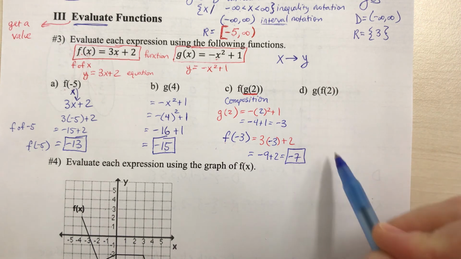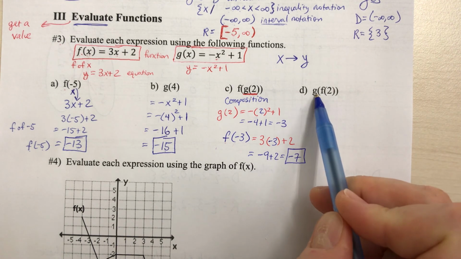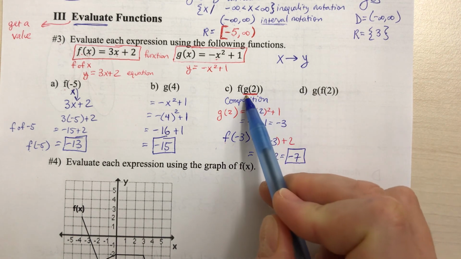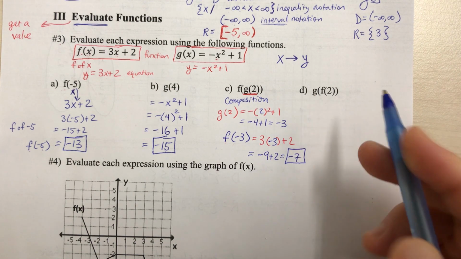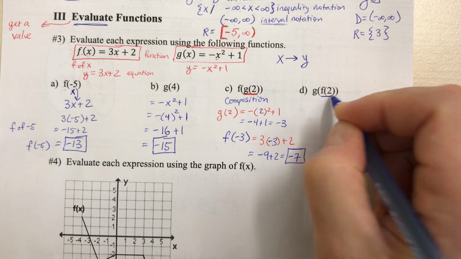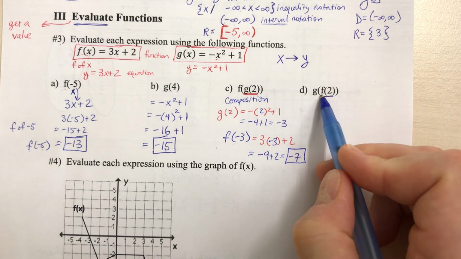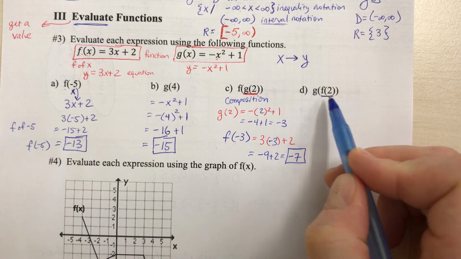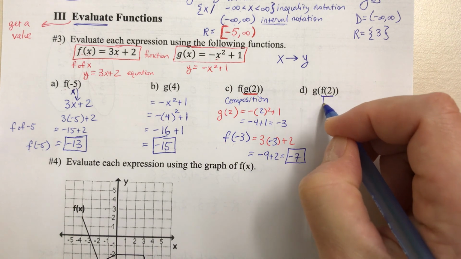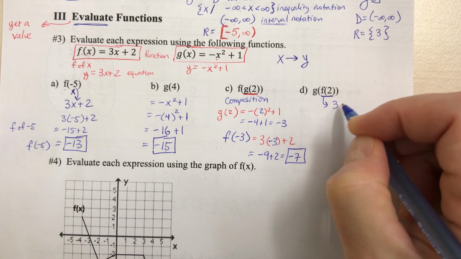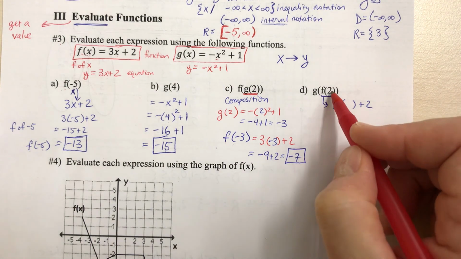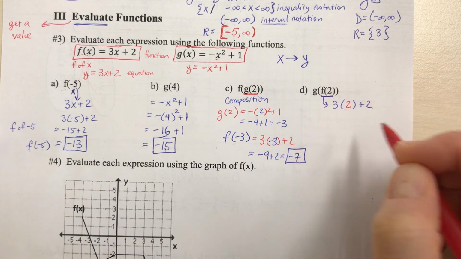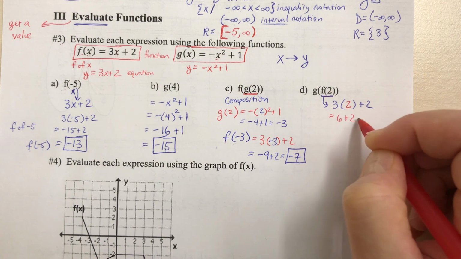Okay, so hopefully you've done this and gotten an answer. Notice that this looks almost identical. The only thing that's different is that the order of the functions has changed. From the inside out, we're going to start with f first. So we're going to take the f function, which was 3 times x plus 2, but the x value, the domain, is 2. So that would be 6 plus 2, which is 8.